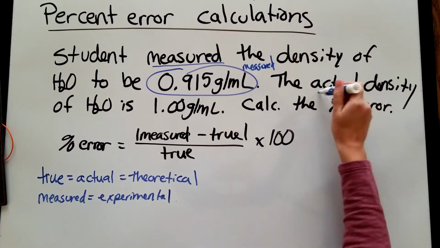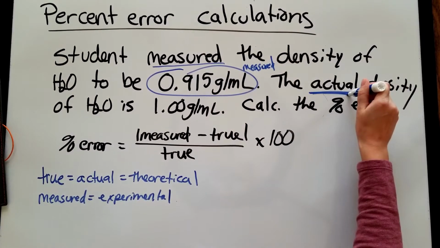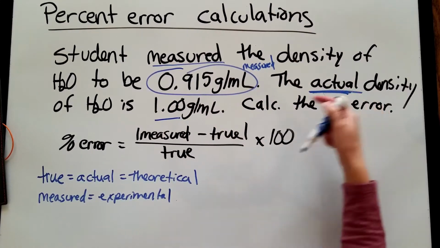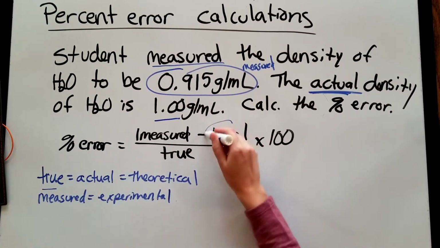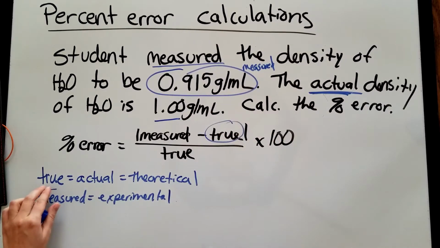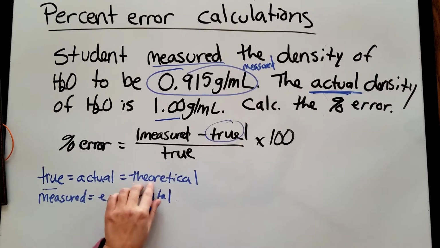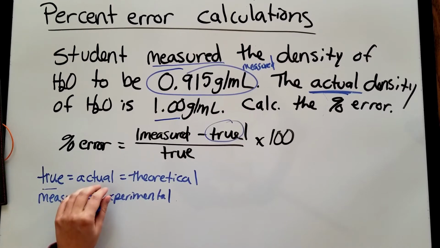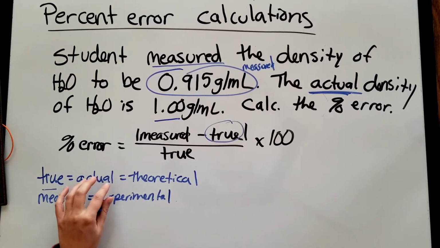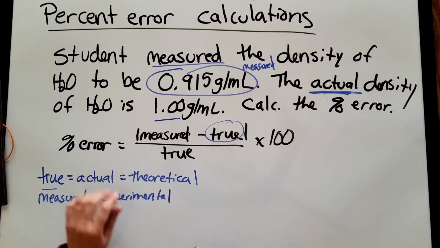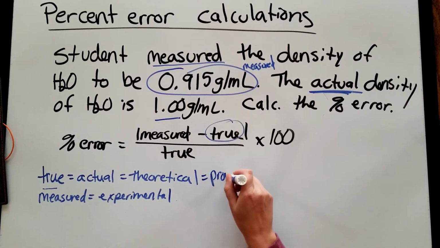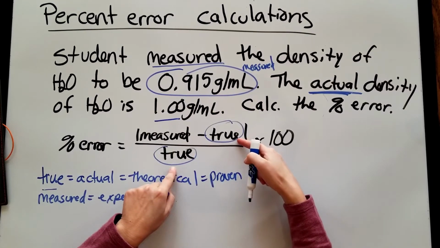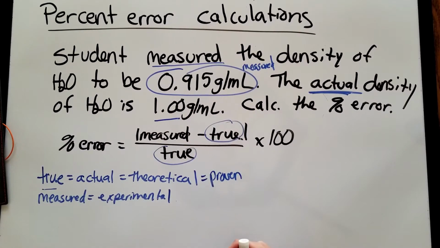The actual, that's a key word here, the actual density of water is 1.00. So actual is just another word for true. If you see the word true, actual, or theoretical, that means this is the value from the table. This is the proven value. That's the true value, the actual value. Let me add another word here: proven might be another word used. So that's going to go in these two spots, and that's 1.00.